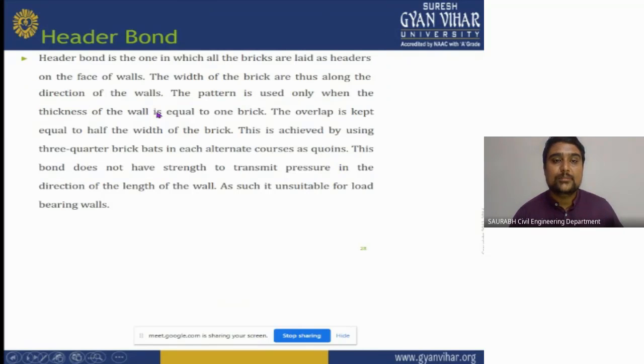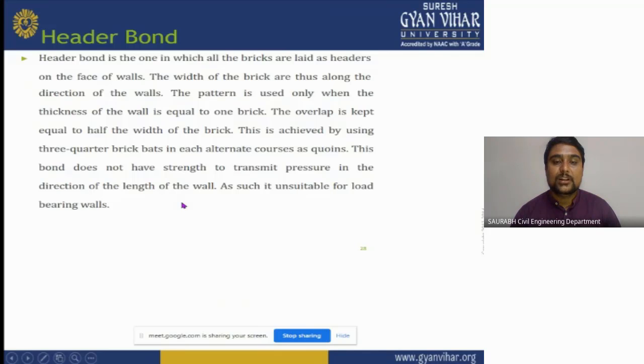Now come to the header bond. Header bond is the one in which all bricks are laid as headers on the face of the wall. The width of the brick is thus along the direction of the wall. The pattern is used only when the thickness of the wall is equal to one brick. The overlap is kept equal to half width. This is achieved by using three-quarter bats in each alternate course.